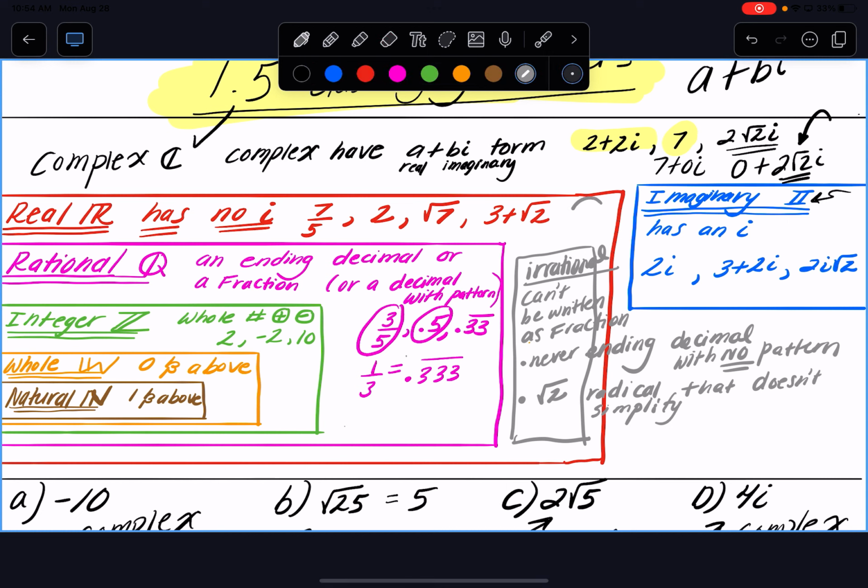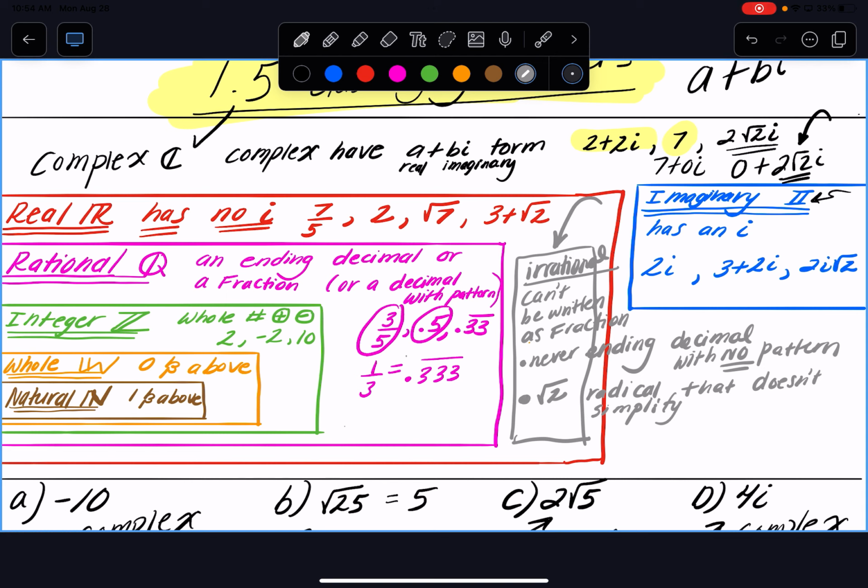So what qualifies something as an irrational number? It's the exact opposite of that. It can't be written as a fraction. So I like to say a never-ending decimal with no pattern. Notice I did a little bullet point. Irrational numbers are numbers that cannot be written as a fraction. We see these manifested as, if they can't be written as a fraction, they have to be written as a decimal. It's a never-ending decimal with no pattern. Or a radical that doesn't simplify.